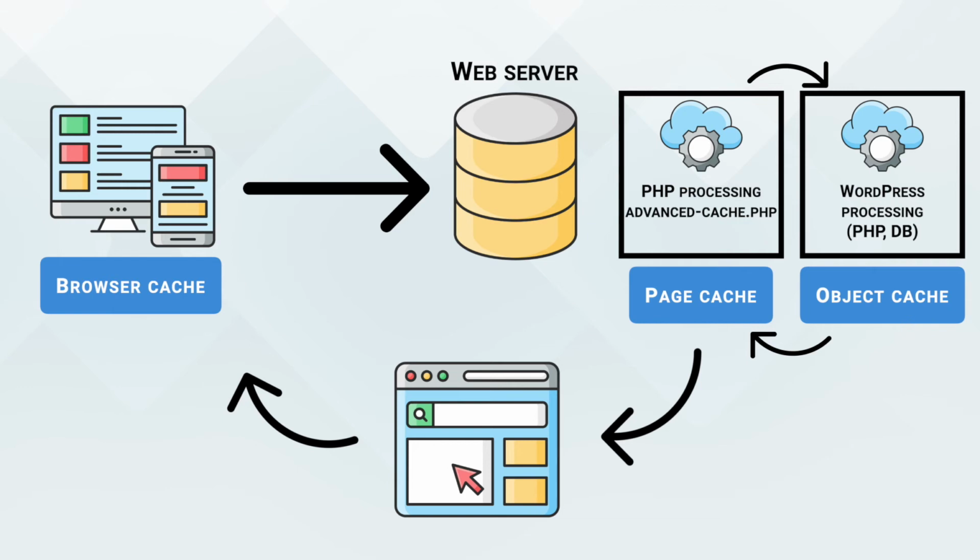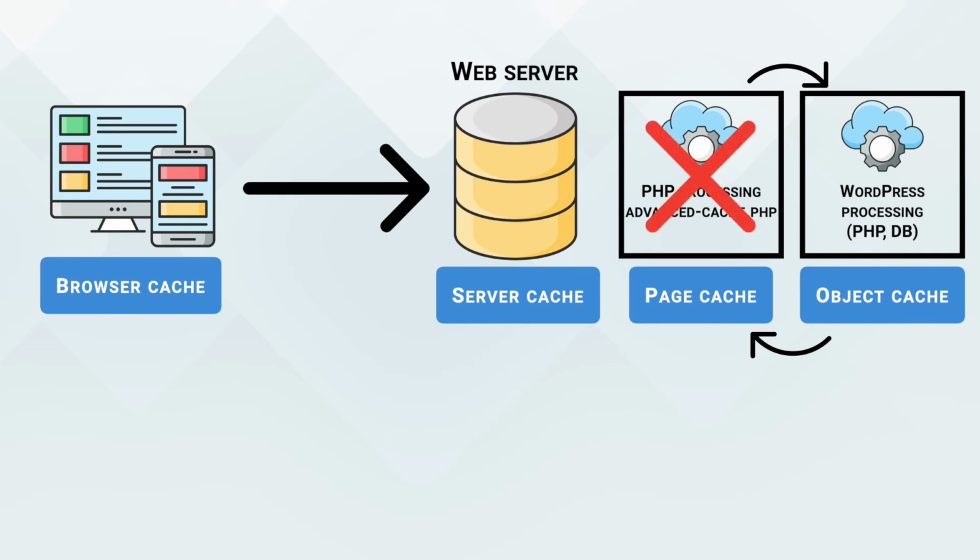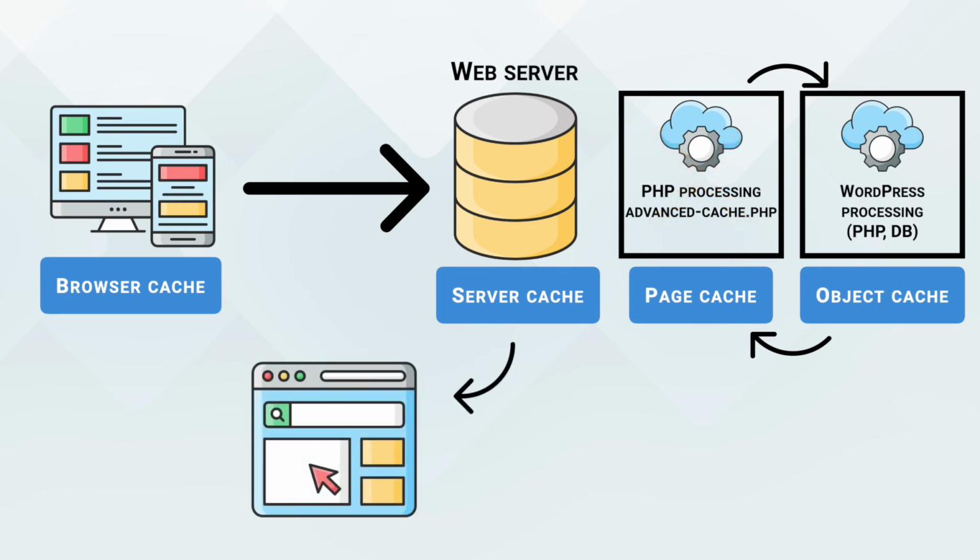But wait, there's even more. Introducing server-side caching. Server-side caching is a mechanism that avoids PHP processing altogether. As the name implies, it's caching that's handled by the server. So instead of using PHP to process the request, the web server is actually going to try to find the cached page and serve it back to the user. An example of server-side caching is the FastCGI caching module in Nginx.